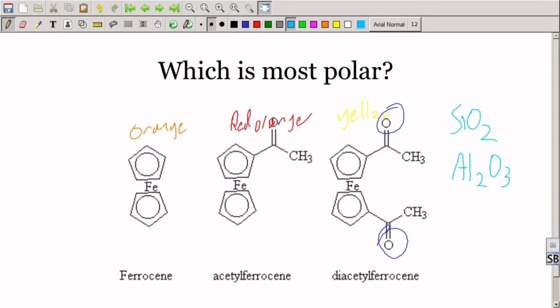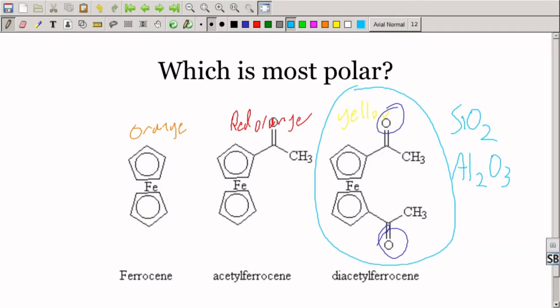If I use something like that, these are considered highly polar, and so what I'm going to see is that the diacetylferrocene is going to stick the most. And so if I try to run a column with this using, say, a nonpolar solvent, then the diacetylferrocene is going to come out last.